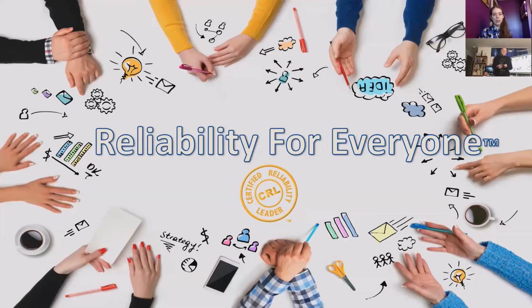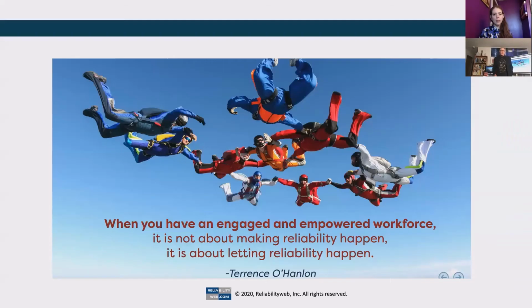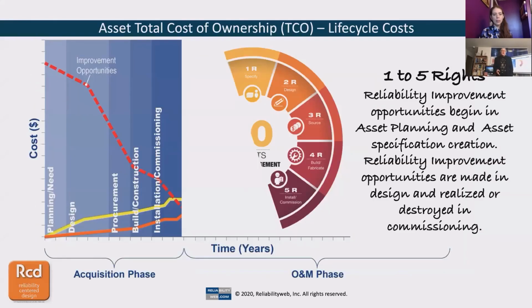Right? It can't be reliability for the maintenance department. Reliability is everyone's responsibility. And when you have an engaged and empowered workforce, it isn't about making reliability happen. It's about letting it happen.